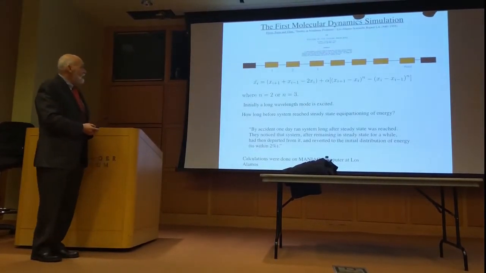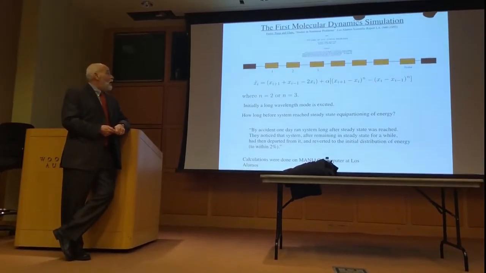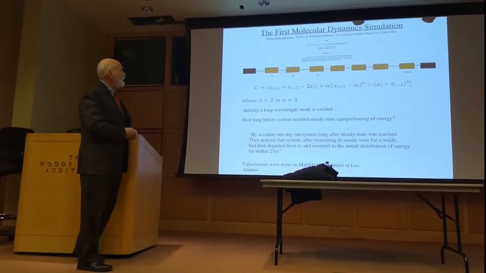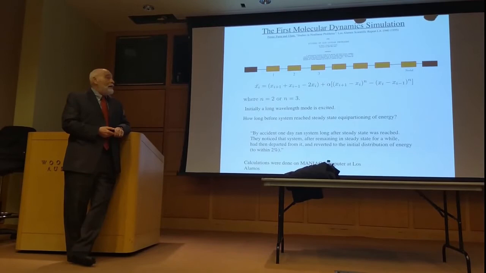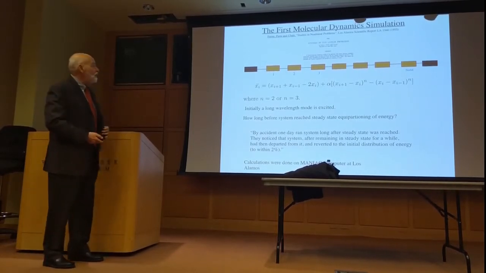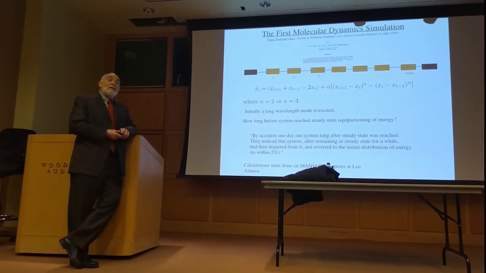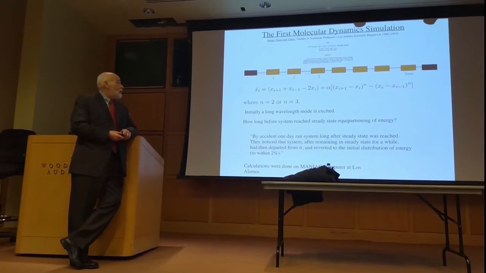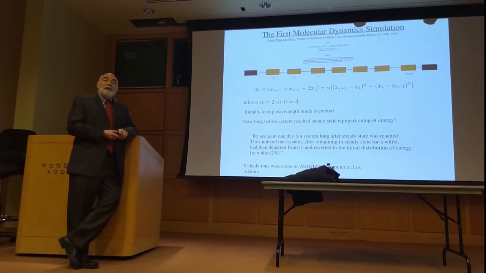So the first molecular dynamics simulation that I'm aware of was done in 1955 by Enrico Fermi, and this is a paper by Pasta, Ulam, and Fermi at Los Alamos. Now, at that time, Fermi was a professor at the University of Chicago, but he would visit Los Alamos for the summers and on weekends sometimes. And he was always very, very interested in the question of ergodicity.